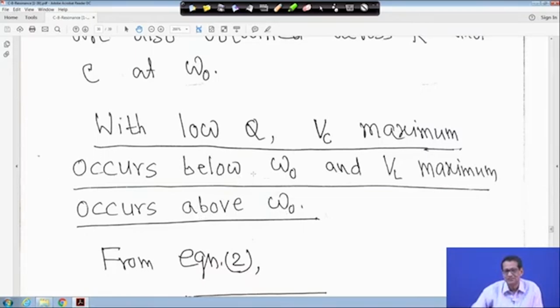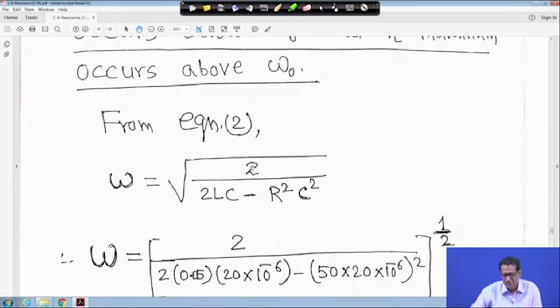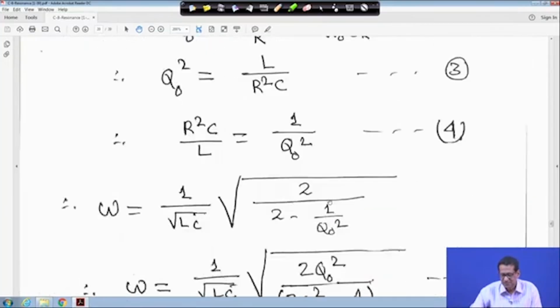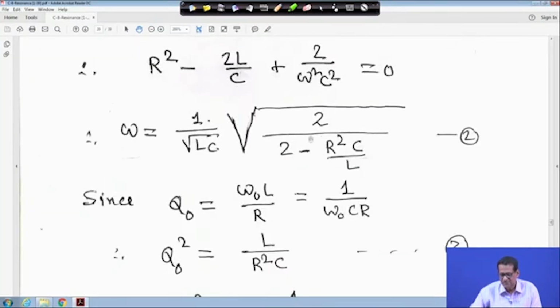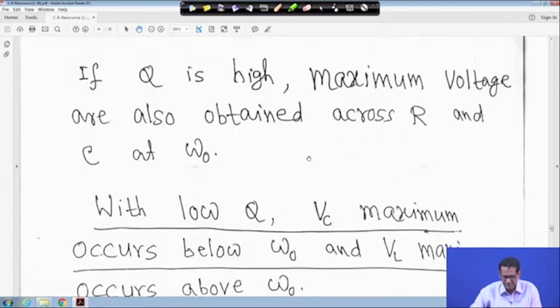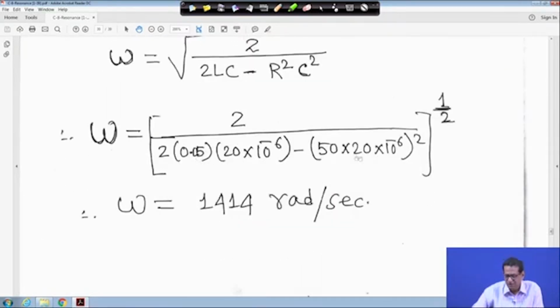Already we have done it for resonance. Now from equation 2, we can simplify and write omega is equal to root over 2 upon (2LC minus R square C square). From equation 2 you can write like this. C, R, L, all values are given. You substitute all these values, and you will get omega is equal to 1414 radian per second. This is the answer.